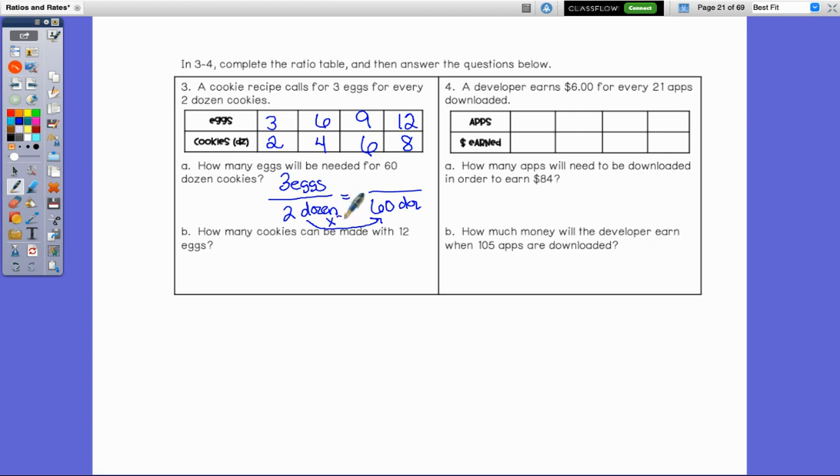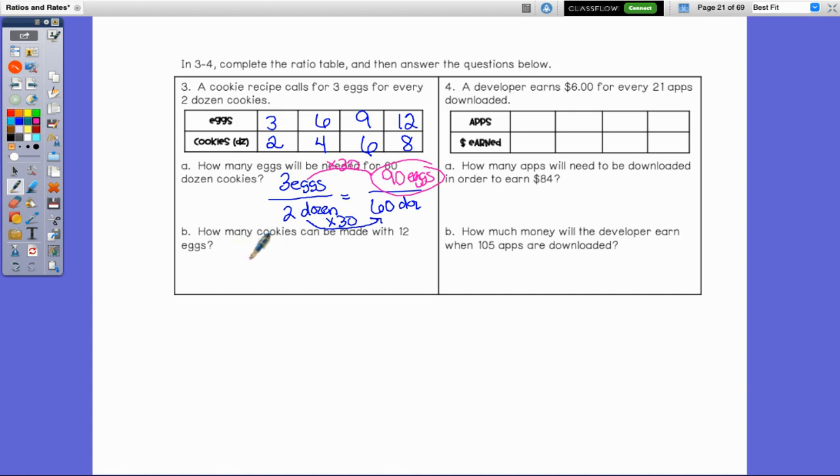I'm going to multiply it by 30. Whatever I do to the bottom, I do to the top. So I'm going to multiply this one by 30. 3 times 30 is 90 eggs. That is how many eggs you need to make 60 dozen cookies.